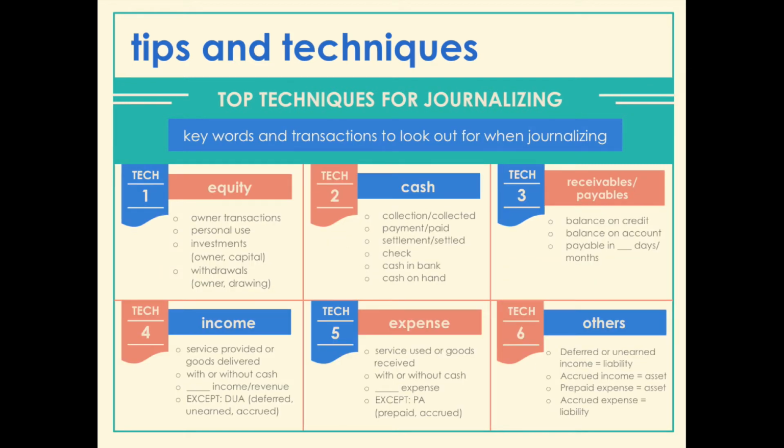Now, here are some transactions or keywords to look out for when journalizing. When you see these words, they would most likely involve the following account names. First is equity. So once you see a transaction relating to the owner, for example, if the owner made an investment or a withdrawal, an equity account would likely be involved in the transaction. The owner capital account is used for increases in the owner's equity balance, usually through additional investments by the owner. The owner drawing account is used to record withdrawals made by the owner. For example, if the owner uses company assets for personal use.